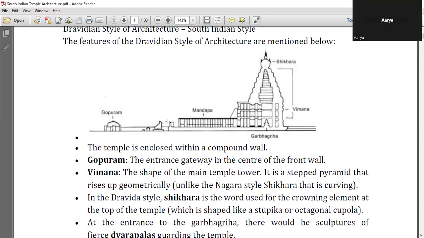Now, let's assume, which temple are you talking about? Anything specific that you want to name? Meenakshi temple. Okay, yeah, Meenakshi temple, let's check it out. Just give me a second. If I am not wrong, Meenakshi temple has a mandapa. Let's check out a few images and then we are good to go.